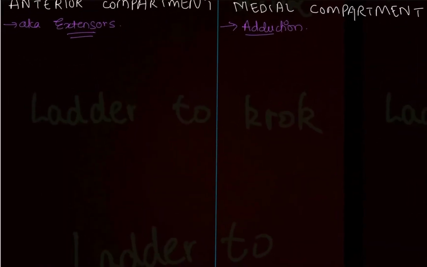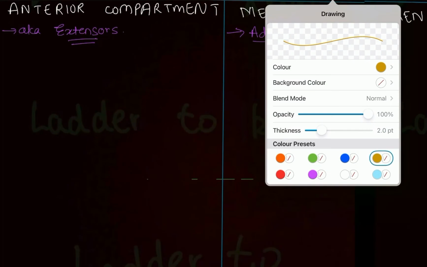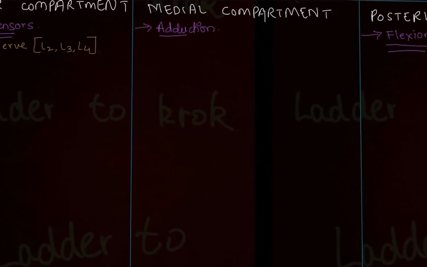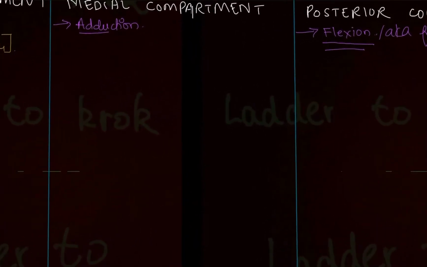Starting with the extensor compartment, I am writing down the nerve supply for each compartment first. The anterior compartment is supplied by the femoral nerve. Which nerve? Femoral nerve. What was the root value? L2, L3, L4. We did it in the sciatic nerve video, right? Medial compartment is by obturator nerve, L2, L3, L4 branch.